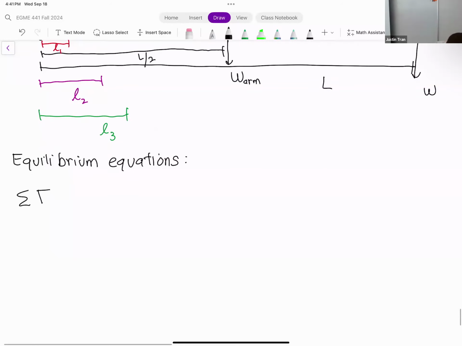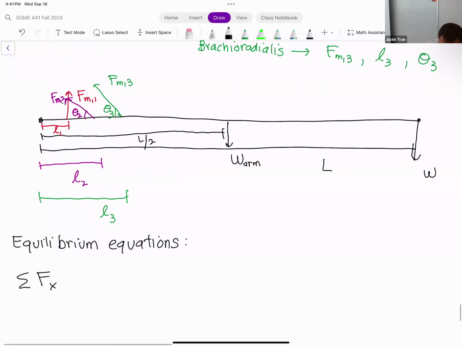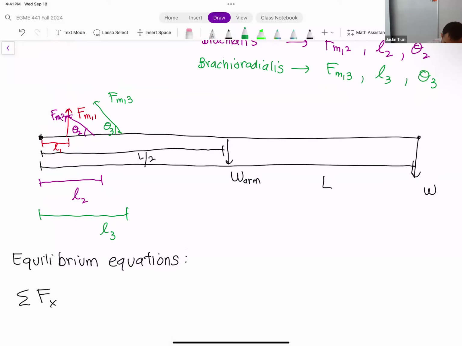All right, so let's sum the forces in the x direction. Oh, I forgot two very important things. Sorry. The other forces that we need to consider here are the joint reaction forces, right? So at the elbow joint on the left-hand side, we have the reaction force in the x direction, so we'll call that Jx. And then we have our reaction force in the y direction. I'm going to point it straight up, Jy. I apologize, I forgot about this.